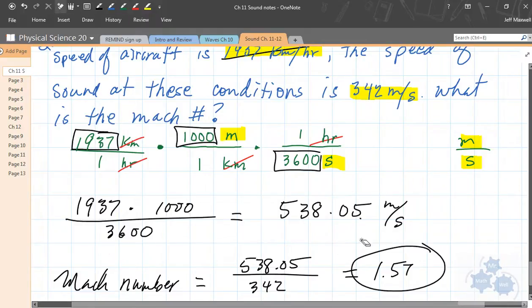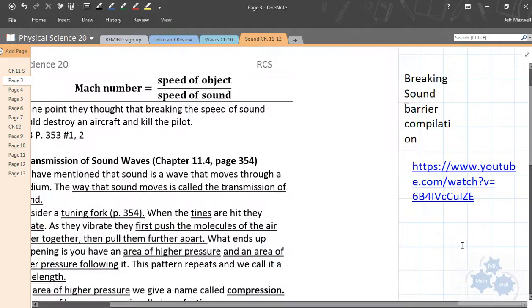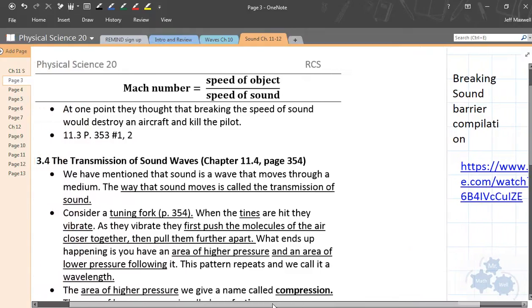Guys, did you get that value as well? So just for interest, this is a YouTube link here on the side. If you watch this video later, you can look up the sonic boom or sound barrier compilations, I think it's called. But anyways, this is the link to the video that we just watched in class.